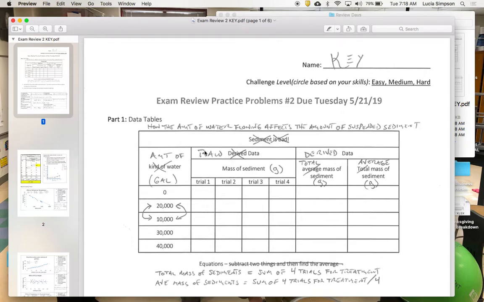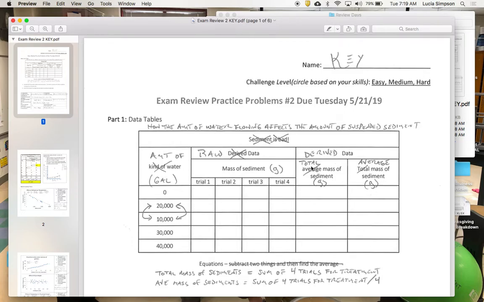Third, we have raw data. Remember, raw data is any data that is collected in the field, any data that you use a tool directly to measure. In contrast, over here we have our derived data, which is any data that has been calculated. So here you see our two options. We have total mass of sediment in grams and average mass of sediment in grams.